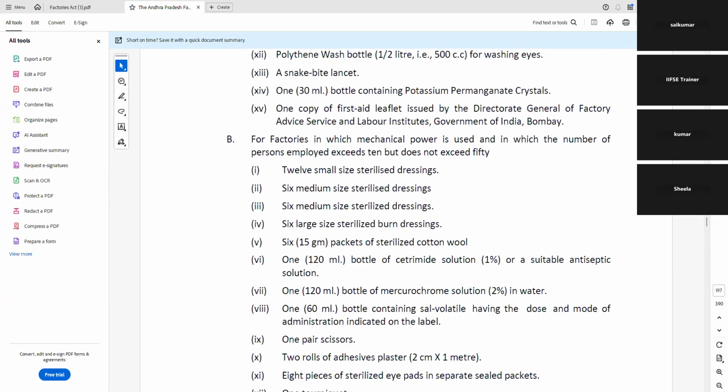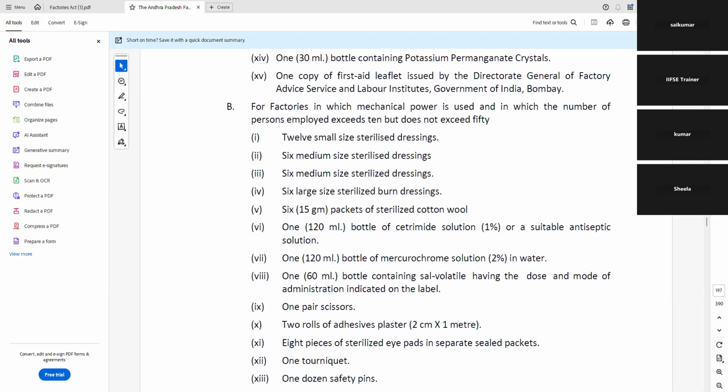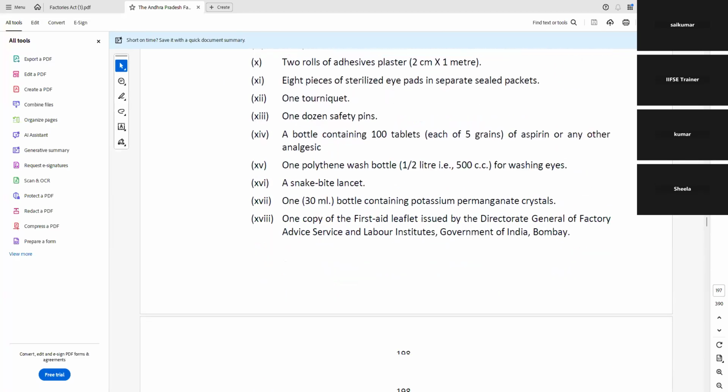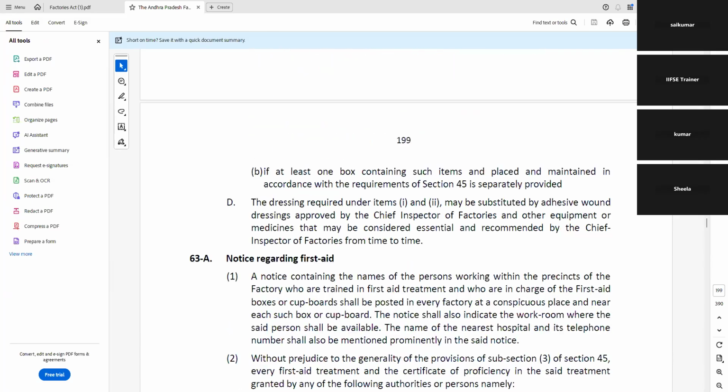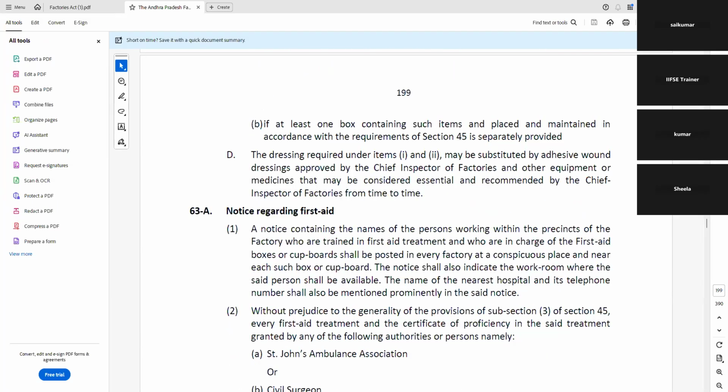And for factories where mechanical power is used and the number of persons employed exceeds 10 but does not exceed 50, so below 50 with mechanical power, those factories can use this set of appliances. Then for factories employing more than 50, we use this set of appliances. Okay, the requirement differs with the number of people.